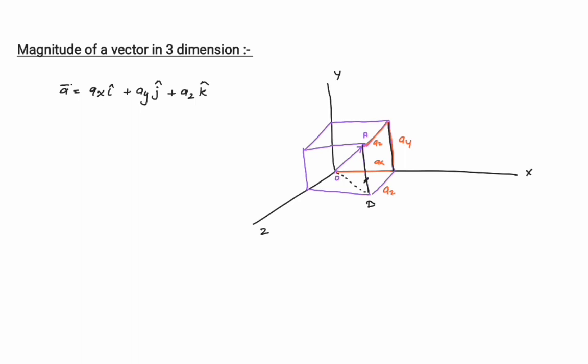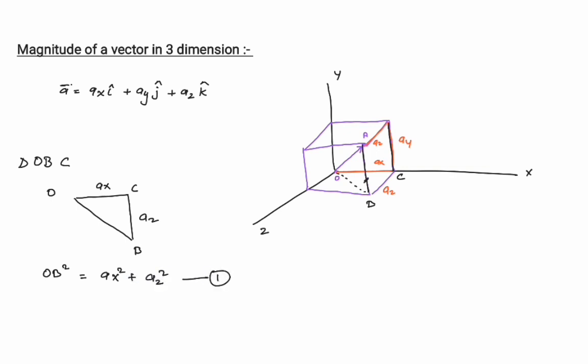Suppose this is a B point and this is a C point. Now look at a triangle OBC. It will look like this. This is point O, this is point B, and this is point C. OC is AX and CB is AZ. What is the value of OB? OB square will be equal to AX square plus AZ square. Take this as equation number 1.